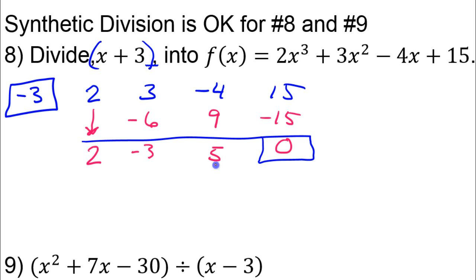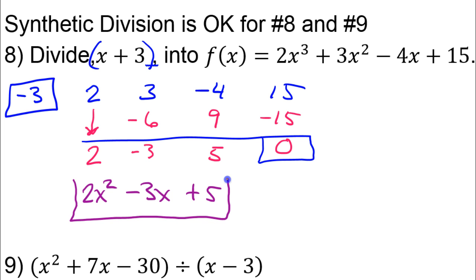Now these are the coefficients of a polynomial. If I put the variables back in, it's going to look like this: 2x squared minus 3x plus 5. Considering that this is just a remainder, that makes this the constant term, no variables, and that makes this the x term, and this is the x squared term. So that is the answer to number 8.